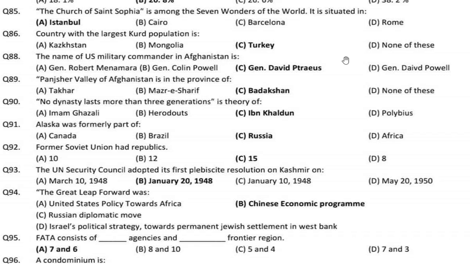The Church of Saint Sophia is among the seven wonders of the world. It is situated in option A, Istanbul. Country with the largest Kurd population is option C, Turkey. The name of the US military commander in Afghanistan is option C, General David Petraeus. Panjshir Valley of Afghanistan is in the province of option C, Badakhshan. No dynasty lasts more than 3 generations is theory of option C, Ibn Khaldun.